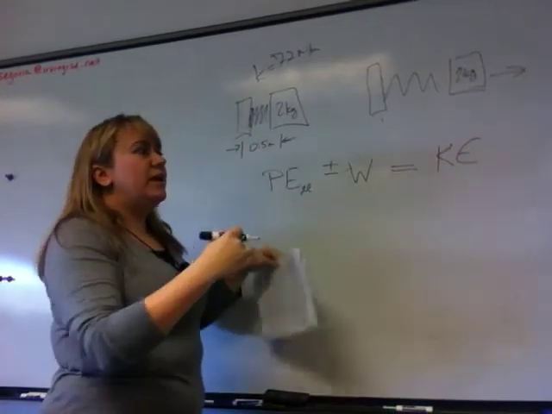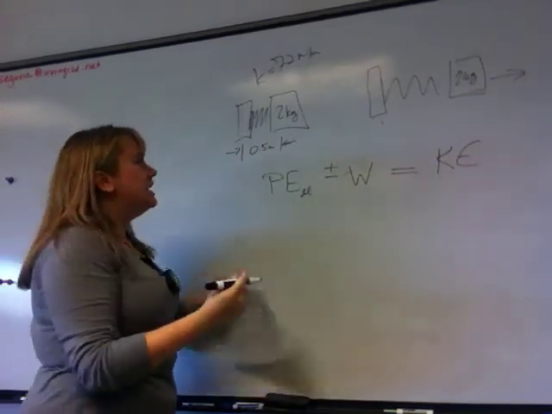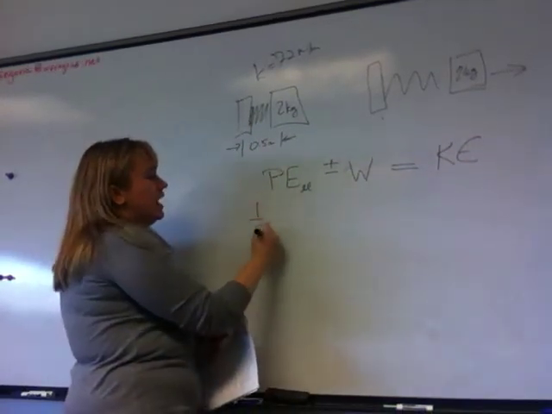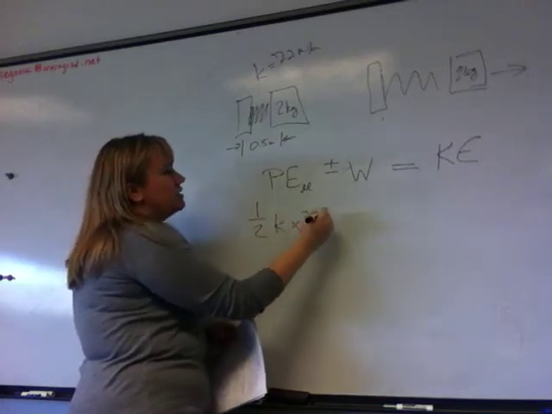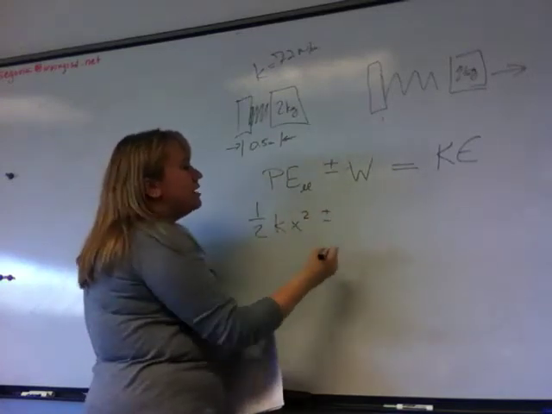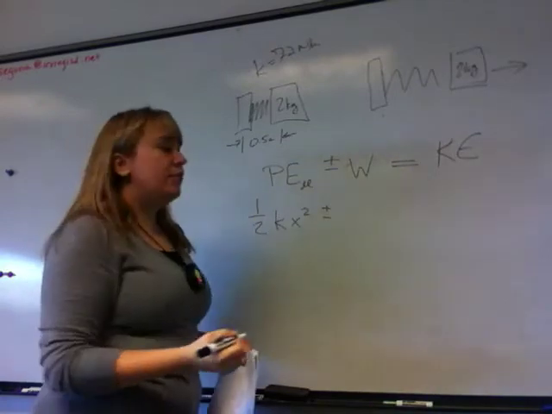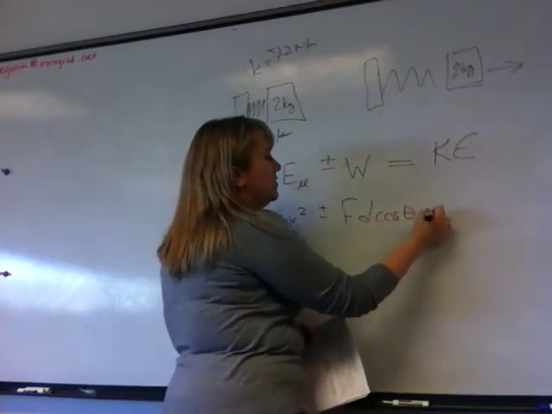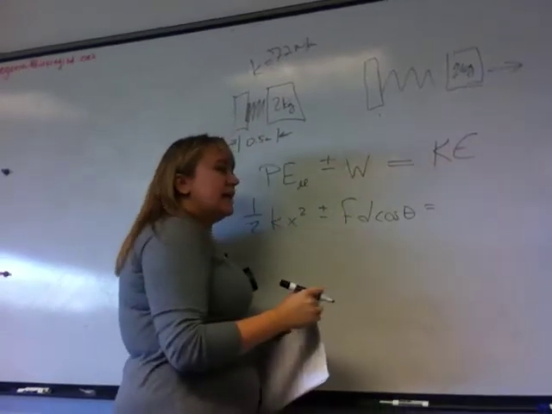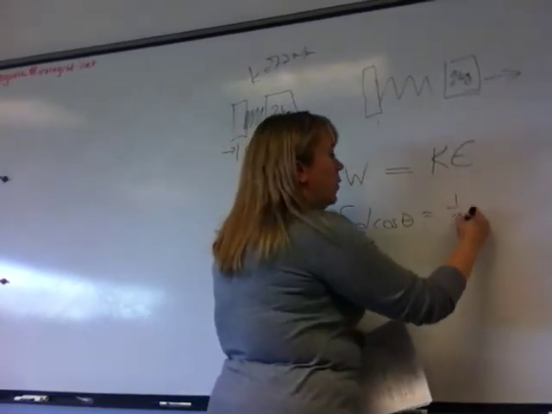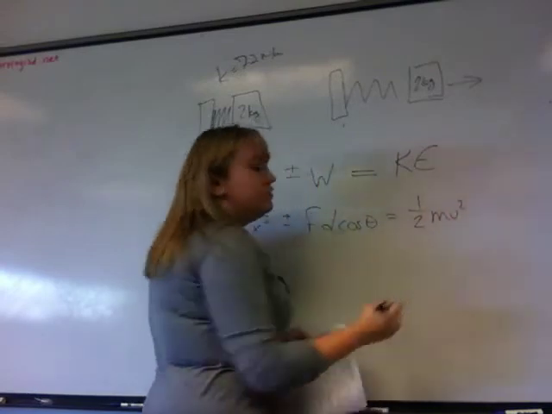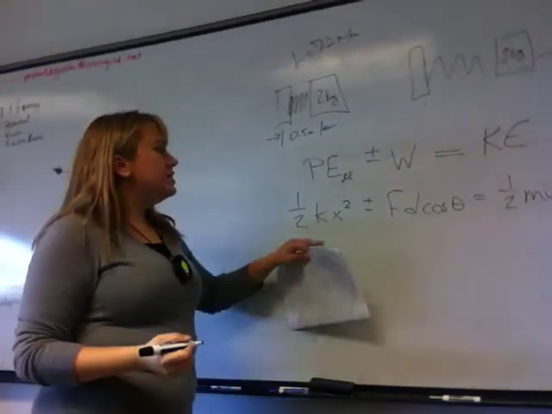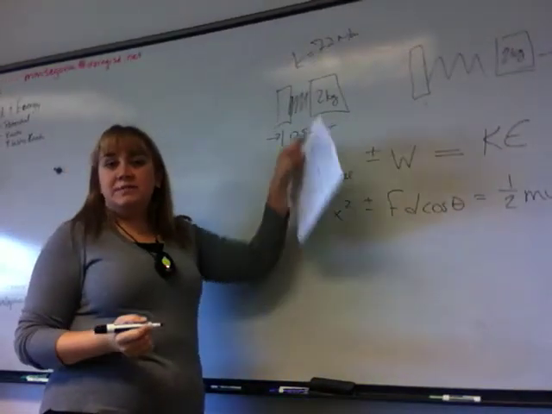So let's write down what we actually have in those equations. Potential elastic energy is 1/2 kx squared, plus or minus our work, and the formula for work is force times distance times cosine theta, and then our kinetic energy is 1/2 mv squared.